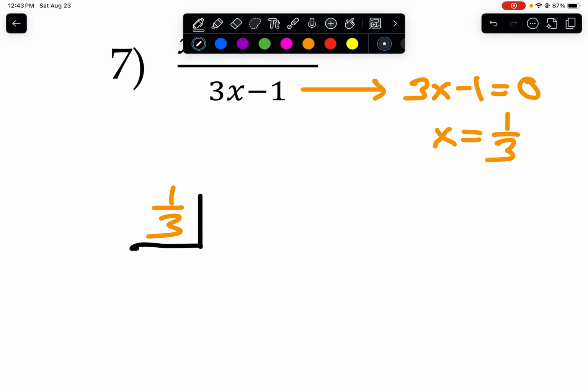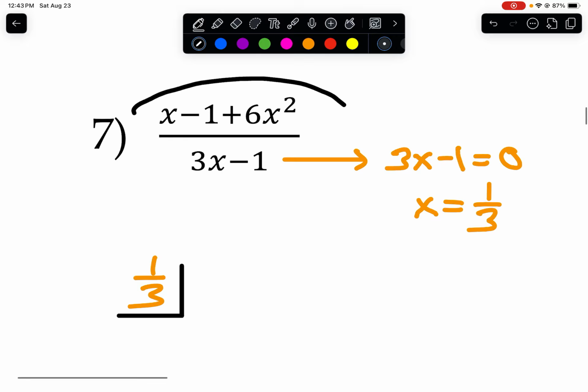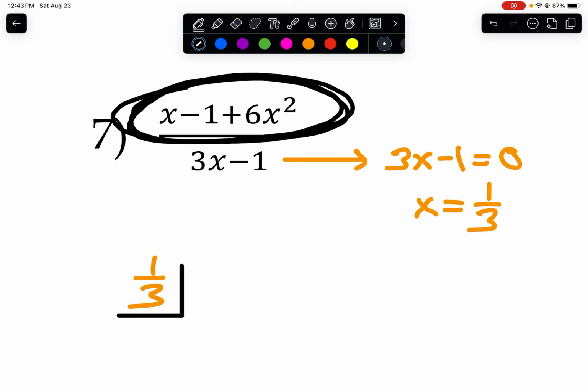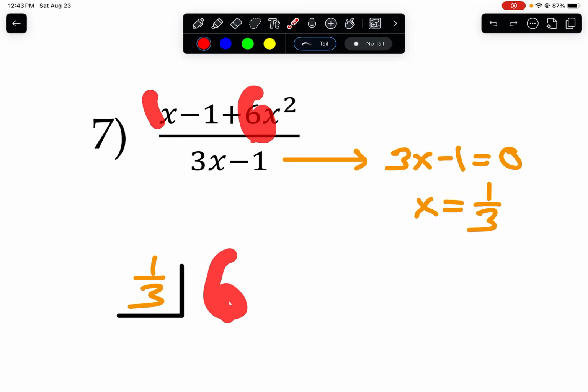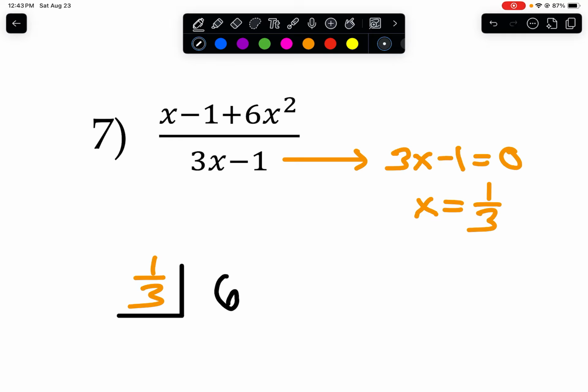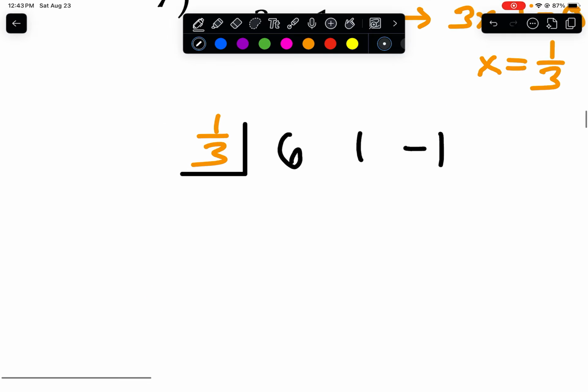And then when I do my setup here, what's going to happen, notice how your dividend here is going to be out of order. So I need to start with the high power. So my first value is going to be coefficient of 6, and then my coefficient of 1, and then my constant term, which is negative 1. So 6, 1, and negative 1. So this would be the order in which you write your values. So here is your synthetic setup.